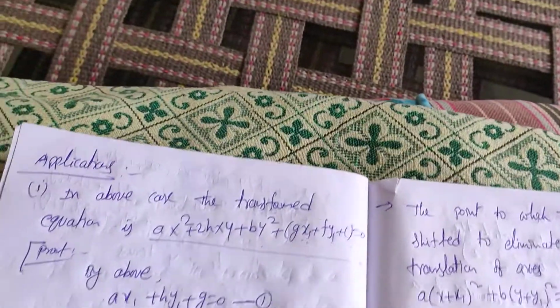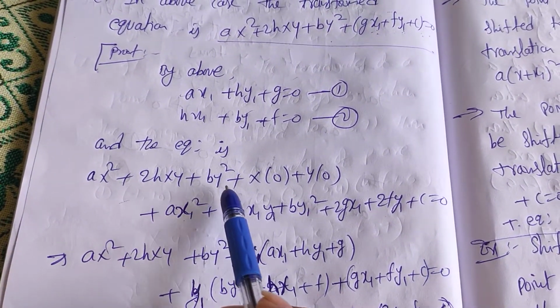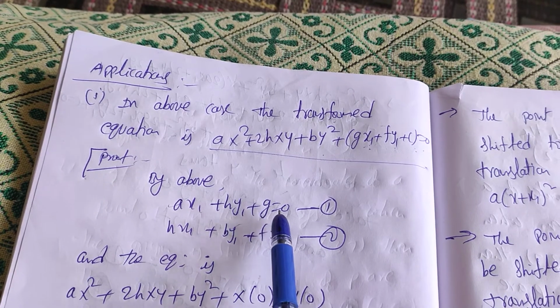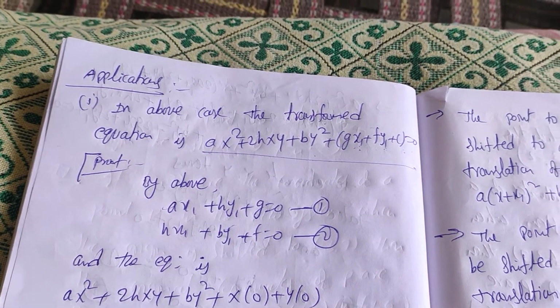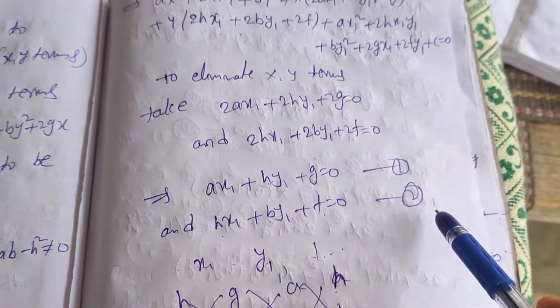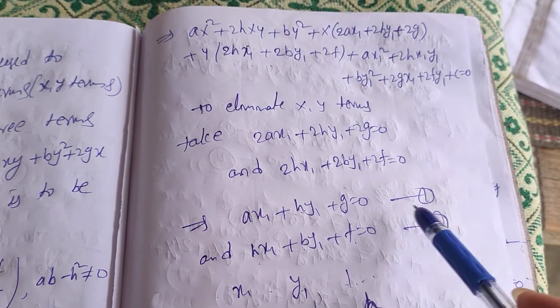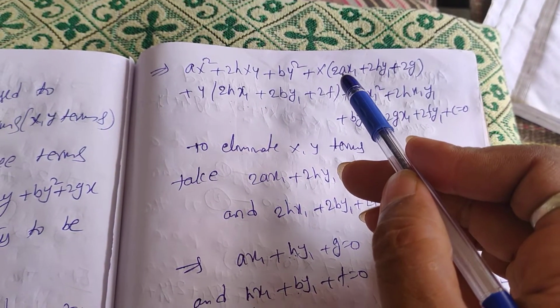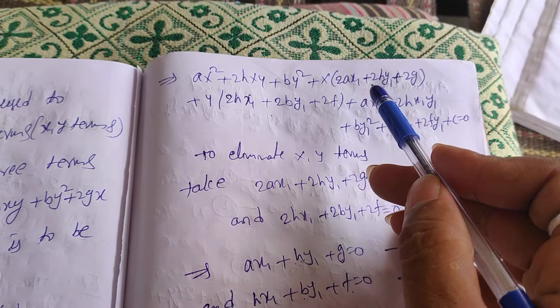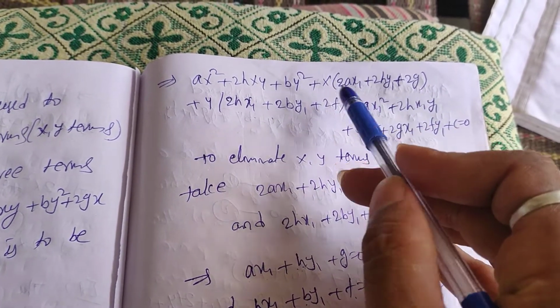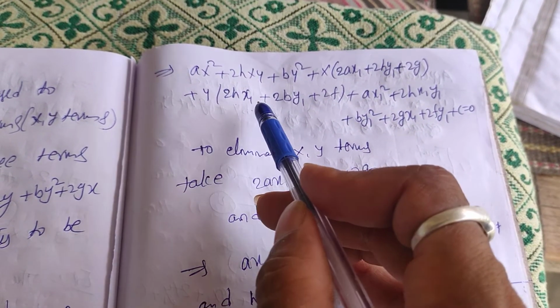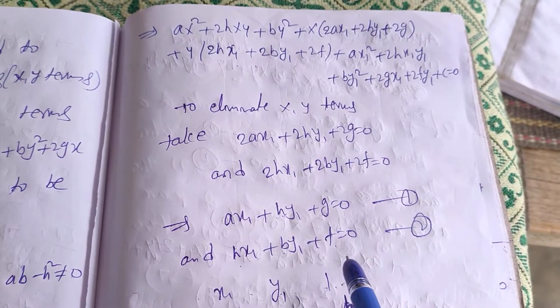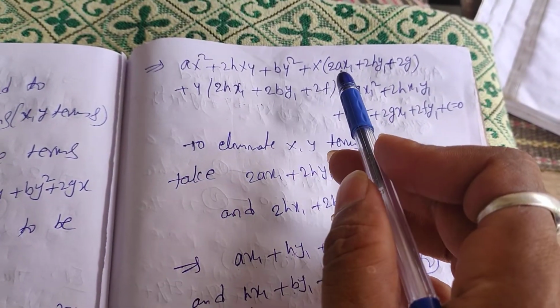This is the equation I am following: ax² + 2hxy + by² + ... Here we already took ax1 + hy1 + g = 0 and hx1 + by1 + f = 0, according to (1, 2). So for these two equations, if you take 2 outside, you have ax1 + hy1 + g, which becomes 0, and if you take 2 common, hx1 + by1 + f, that is also 0, so these two terms will be eliminated.